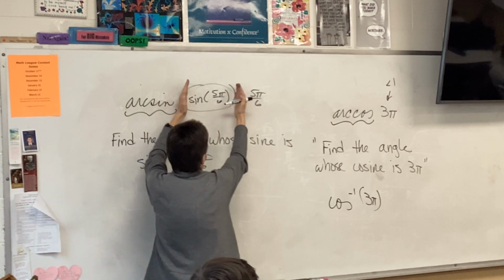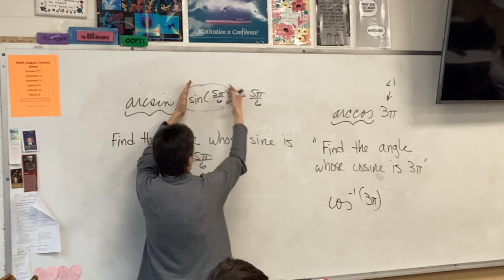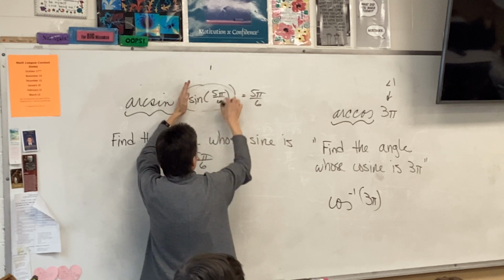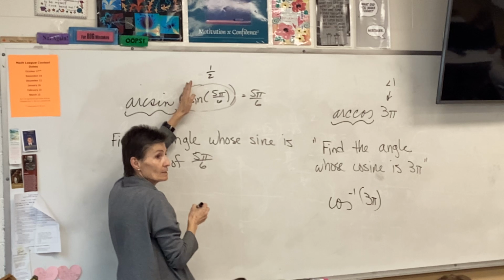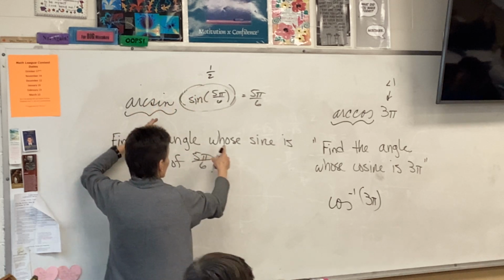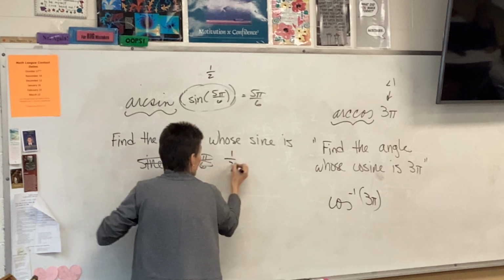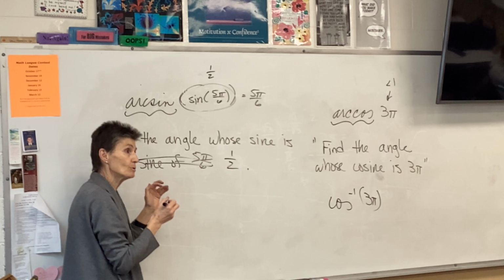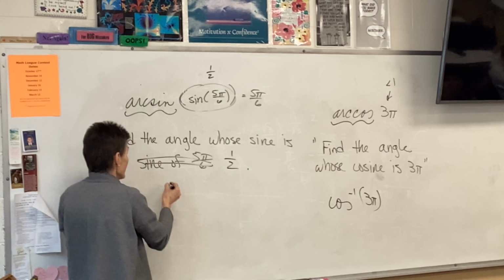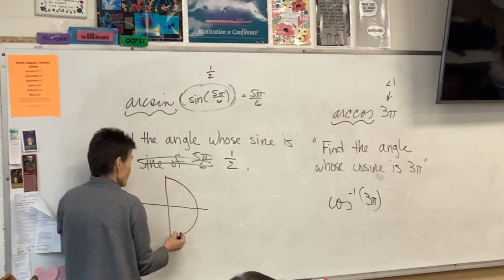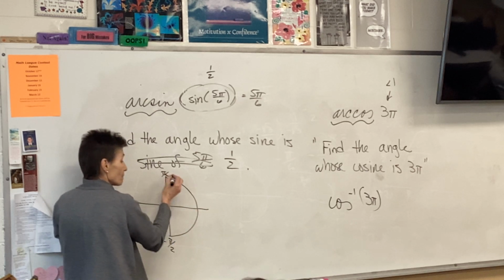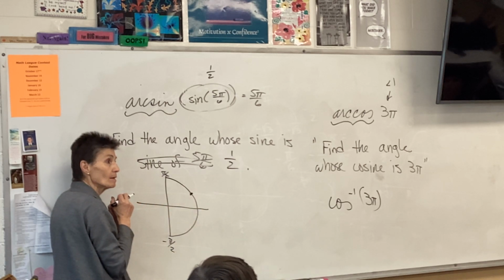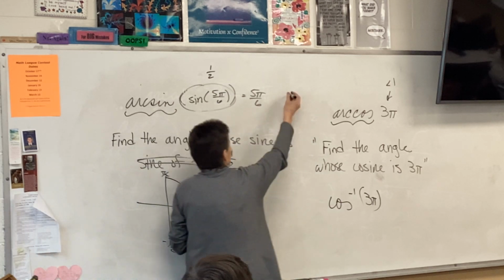Okay, so what's the sine of 5 pi over 6? Oh no, that would be positive, wouldn't it? The sine of 5 pi over 6 is positive 1/2. So this says find the angle whose sine is 1/2. Now remember, sine is restricted to here. What is the angle whose sine is 1/2? Pi over 6. So this is false.